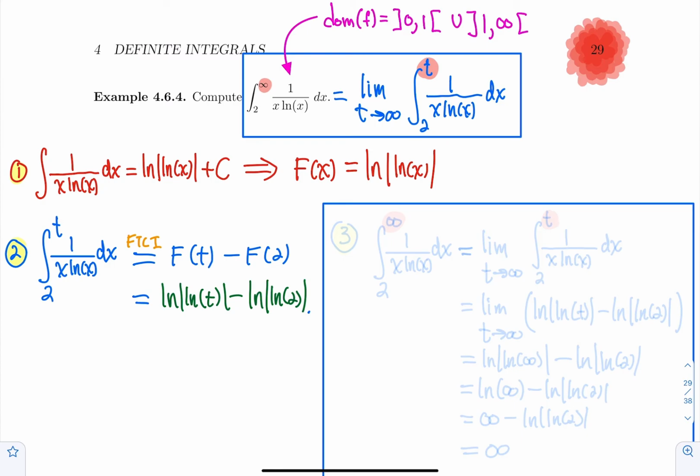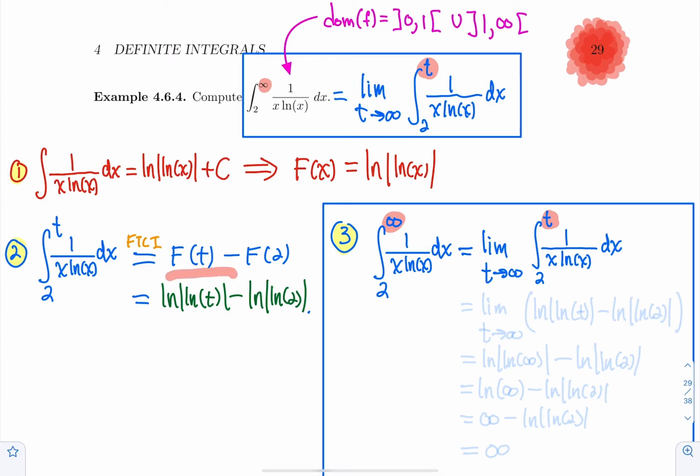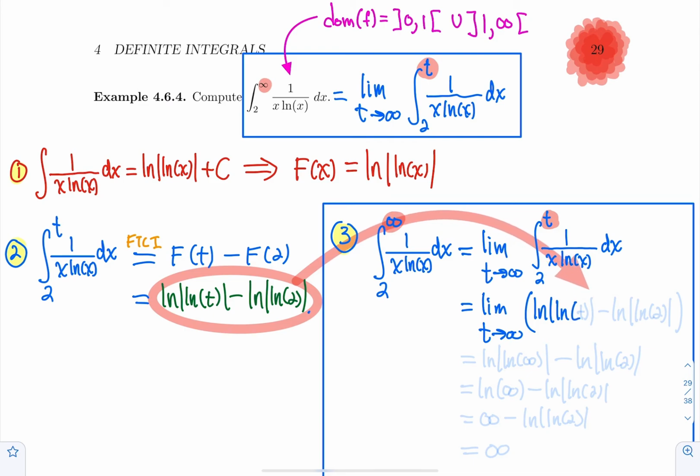Now our final step is to compute the integral from 2 to infinity of 1 over x ln x dx using the limit as t goes to infinity of the integral from 2 to t of 1 over x ln x dx. So now this limit will be equal to the limit as t goes to infinity of our formula that we freshly computed, ln of the absolute value of ln t minus ln of ln 2. The absolute value here is actually redundant because ln 2 is a positive number.